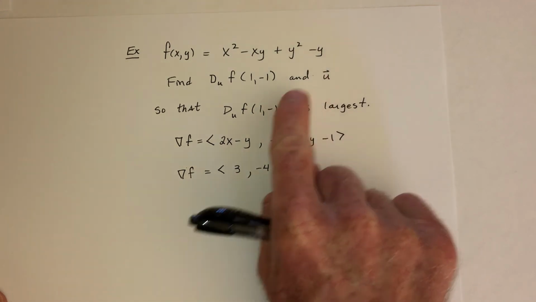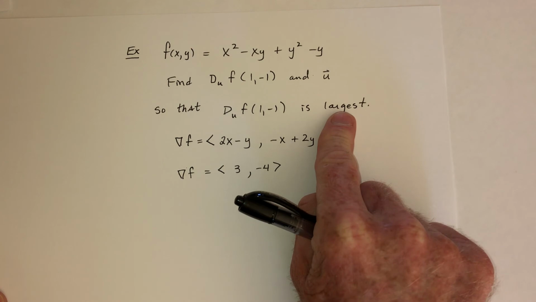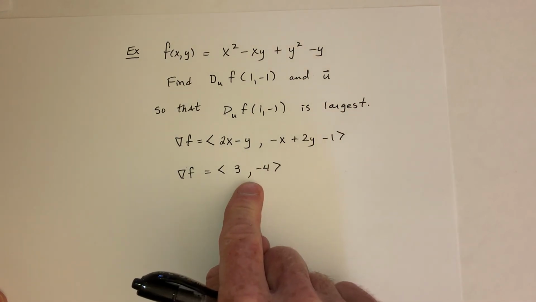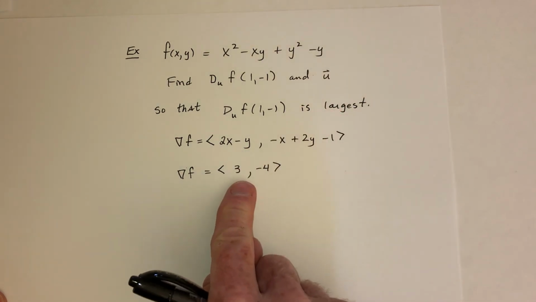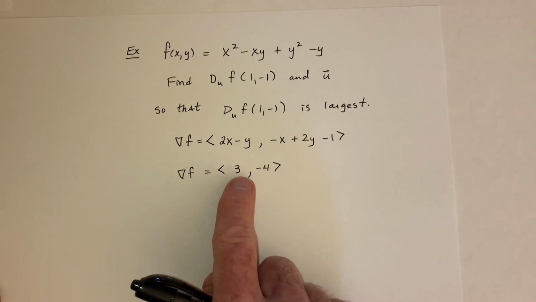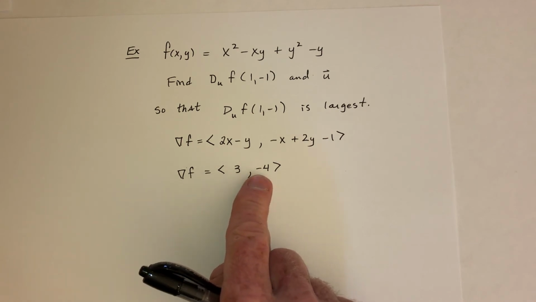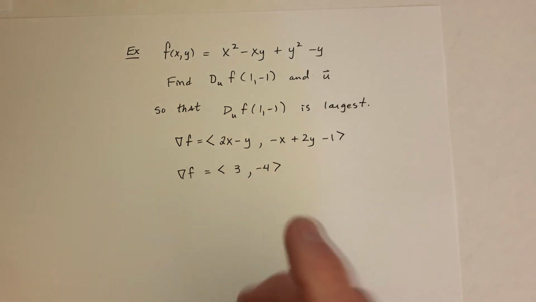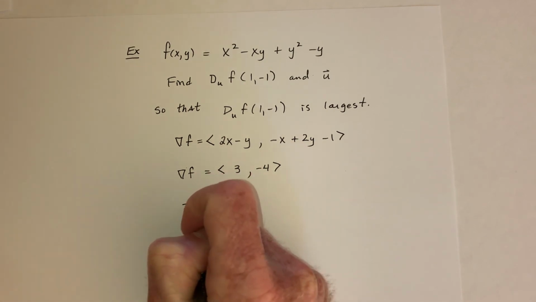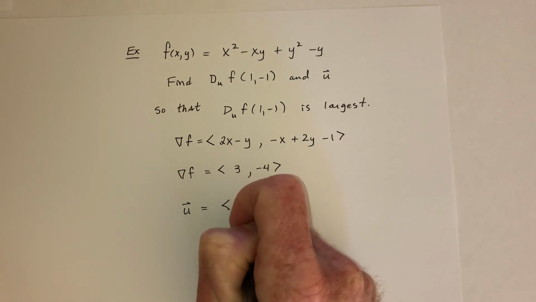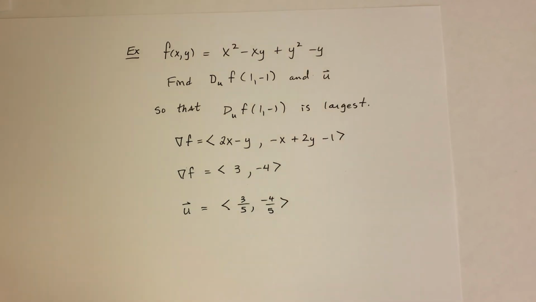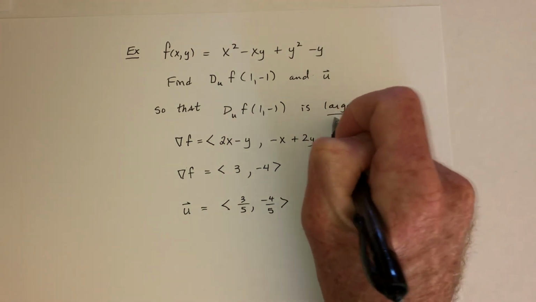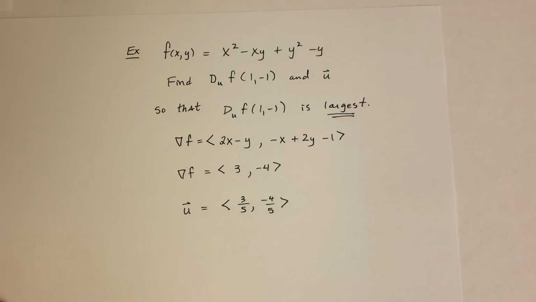So find the u so that the derivative is the largest. Well, that means we need to use the gradient, so that is the direction to go. But when it says u, that means unit vector. So I now need to turn this into a unit vector. So 3 squared plus 4 squared, that's going to be 9 plus 16. The square root is 5. So that means that u would be 3 divided by 5, negative 4 divided by 5. So that's the direction to go if you want the derivative to be the largest.